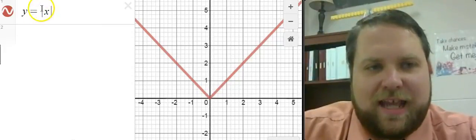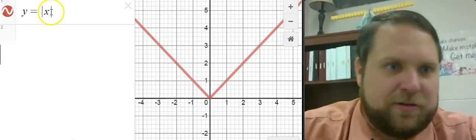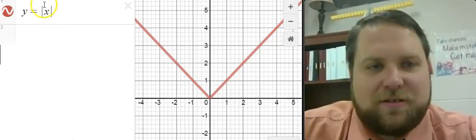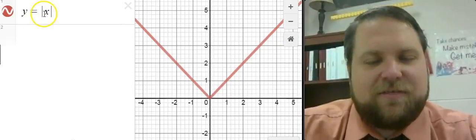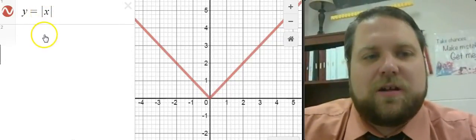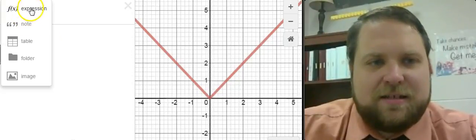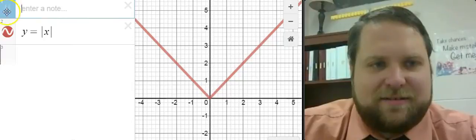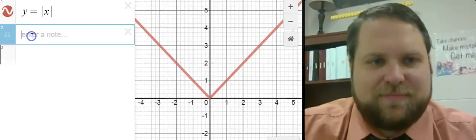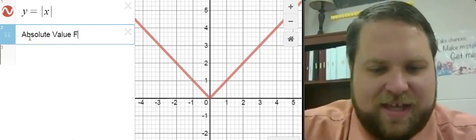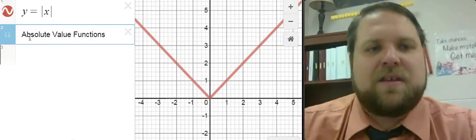Those are called the absolute value bars, is what I call them, but they're just straight up and down lines, and they tell you to take what's called the absolute value of x. Now we're not going to worry too much about what absolute value does. Let me write this down here so that you can see what I'm saying. These are called absolute value functions.